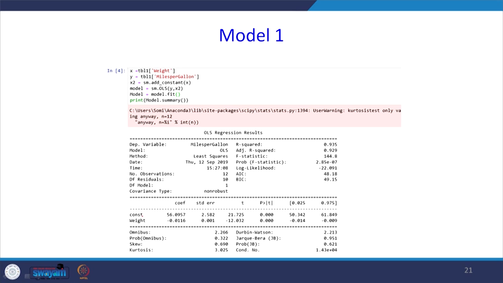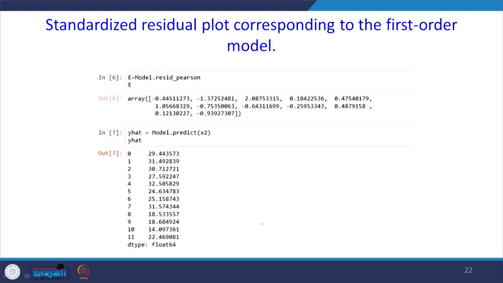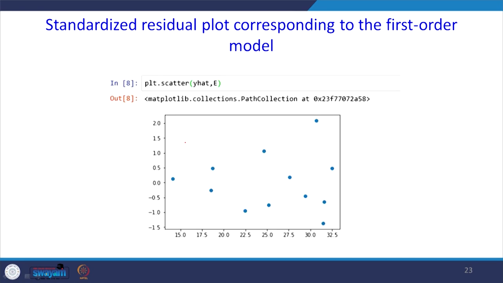The regression model is y equal to 56.0957 minus 0.0116 x. This is significant. Now, look at the standard residual plot. First, we will predict the residuals, then we will standardize, then we will predict the y value. Now, we will draw a graph between the predicted y value y hat and the standardized residual. When you look at this, you see that there is a conical relationship.